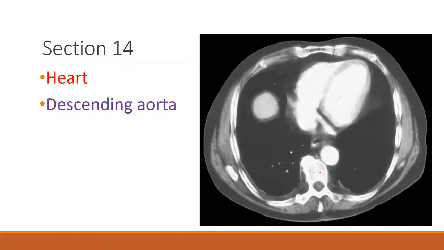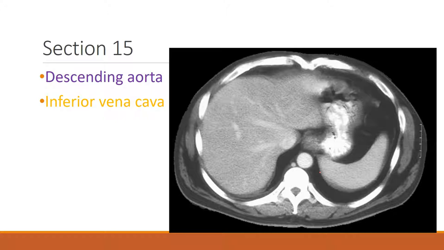All right, this image looks very similar. We've just sliced another inch or so down. We're still seeing the heart, and we're seeing the descending aorta. Okay, so now we're down in the abdomen, and this whole big thing here is the liver. And so we can still see our descending aorta. And then right next to the liver is the inferior vena cava. Remember, the hepatic veins drain into the inferior vena cava, so the IVC runs right next to the liver. So it makes sense that it would be located right next to the liver.